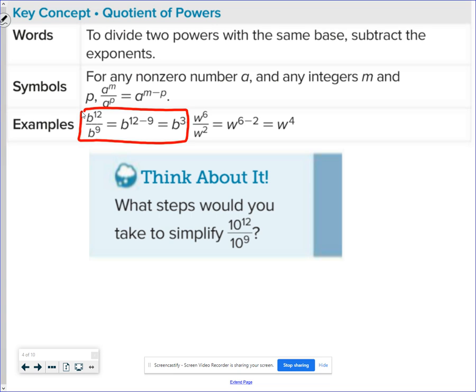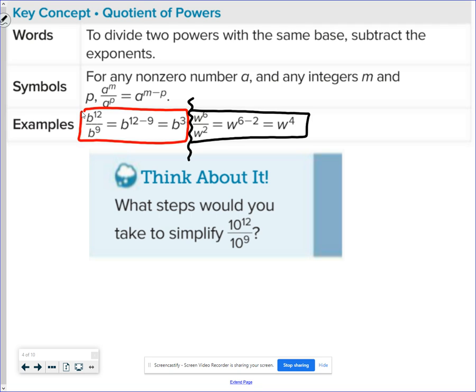If I look at the second example, and I really wish that there was a little bit more space right here, but again, without writing out all of those w's, I have 6 w's on the top, 2 w's on the bottom. 2 of them cancel out. That's why I do 6 minus 2, and I'd be left with 4.